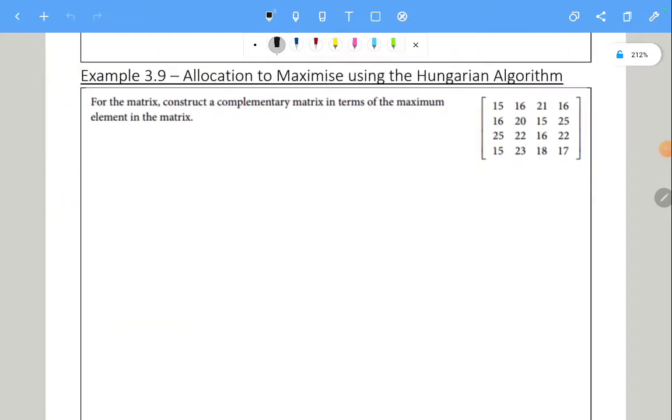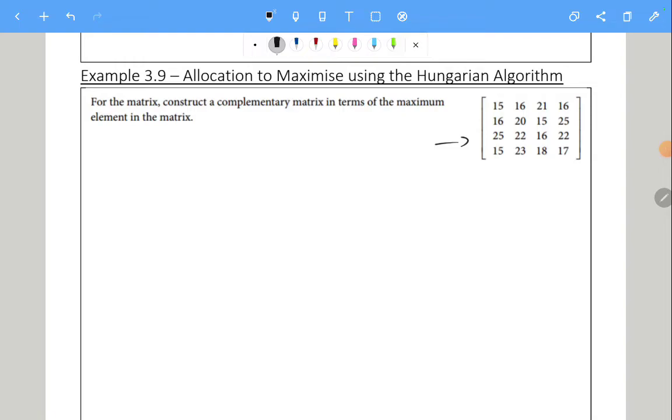Alrighty. So hopefully you've had a go at the other one. If not, you can pause the video and, when you're ready, go through how to do 3.9, which is how to turn a minimization algorithm, which is what the Hungarian algorithm does, it tells us the minimum cost. What if we want to maximize something? The basic idea is that for each number in this table, we want to make the biggest number the smallest number and the smallest number the biggest number. So we kind of want to invert it.